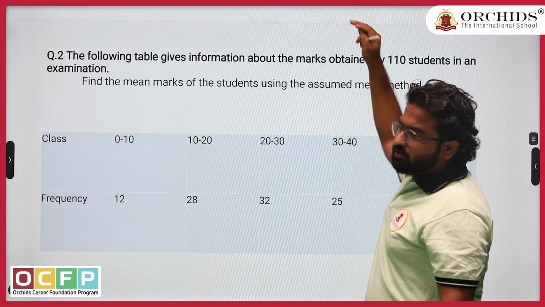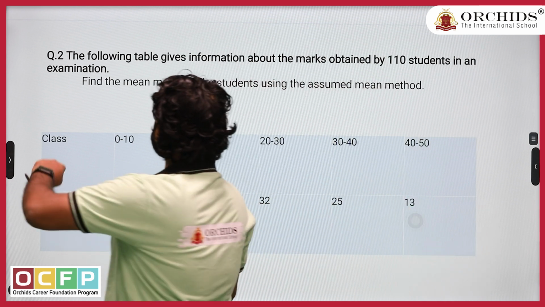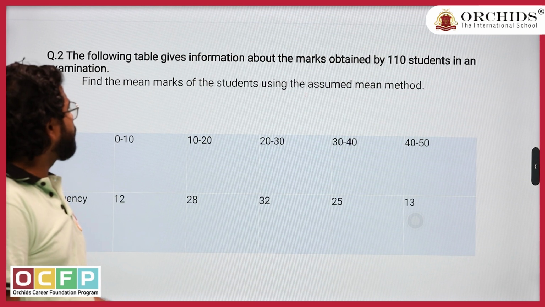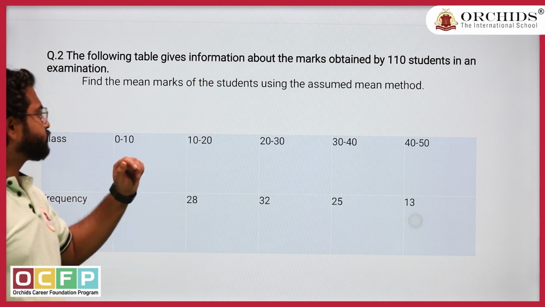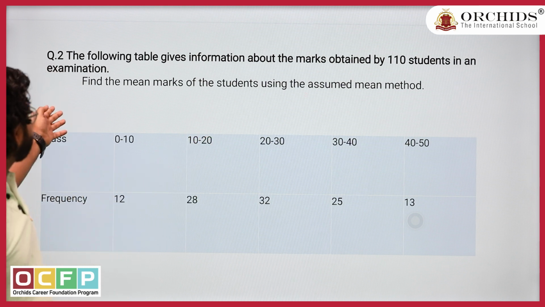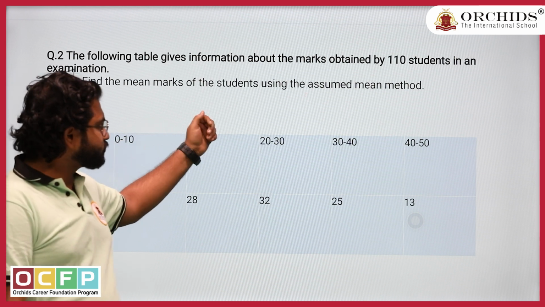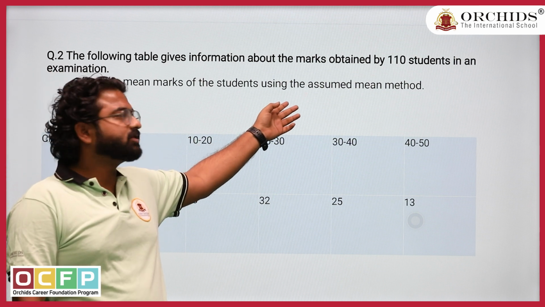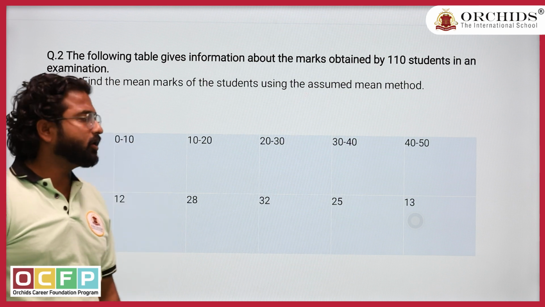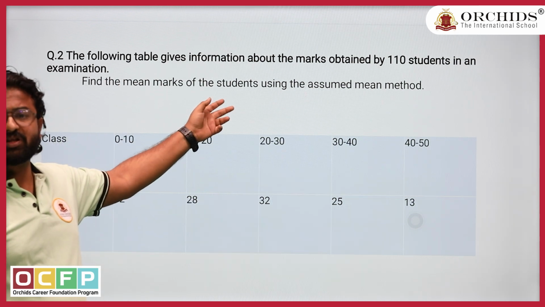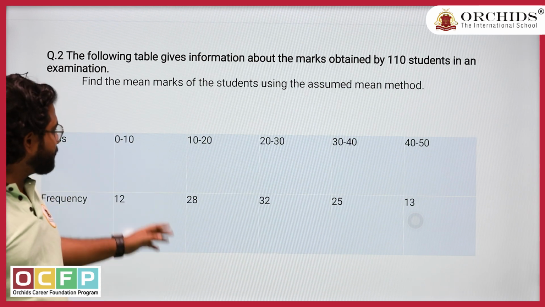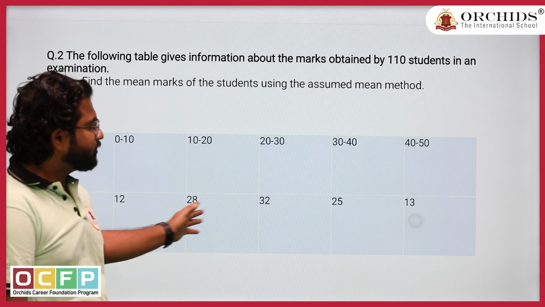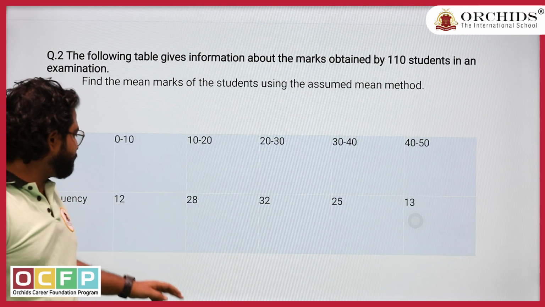Let's see what is given in the question. The following table gives information about the marks obtained by 110 students in an examination. Find the mean mark of the students using the assumed mean method. Now we can clearly see that they have told me to figure out the mean with the help of the assumed mean method, and this table is given to me. So this is my class interval, this is my frequency. Fine.